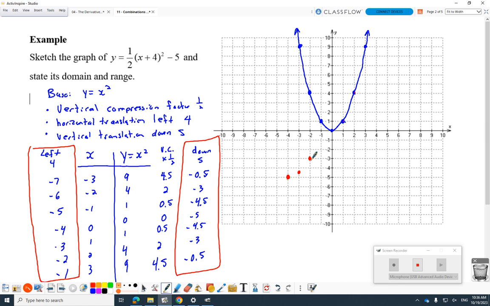Don't give up on either method yet. There are times when this method's better, and there are times when this method's better. If it's a lot of transformations and you're a little distracted, I think you'll find the table of values easier. This one takes a little more focus. That's what it really takes.